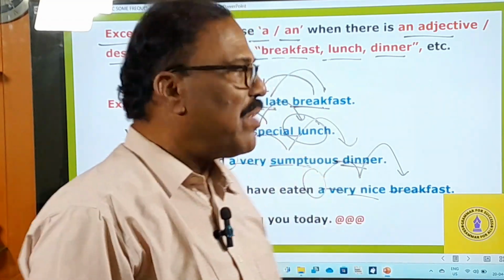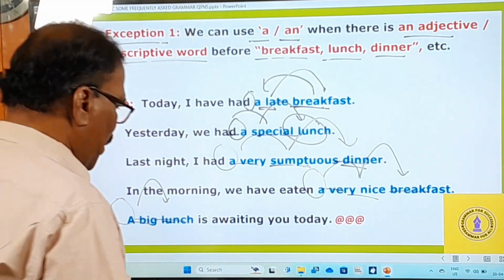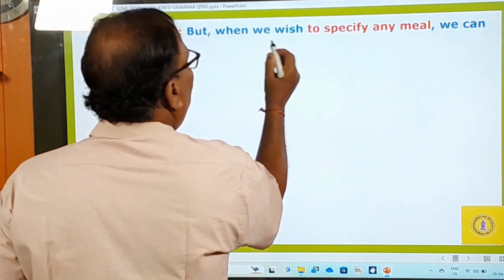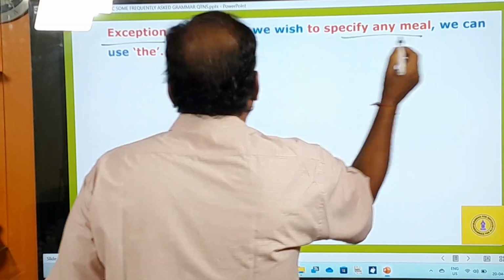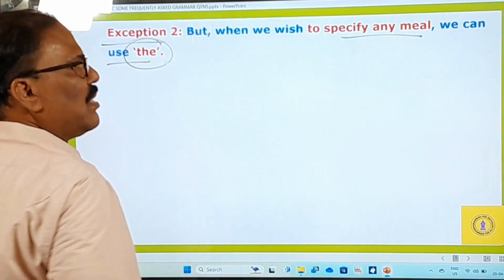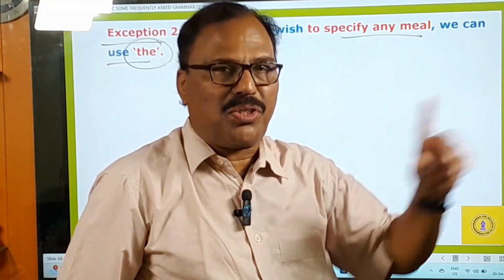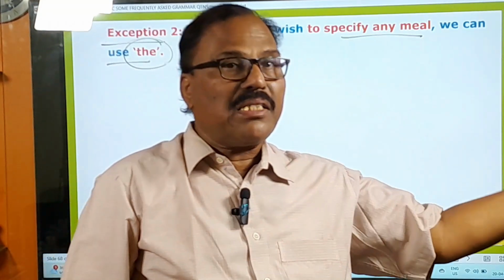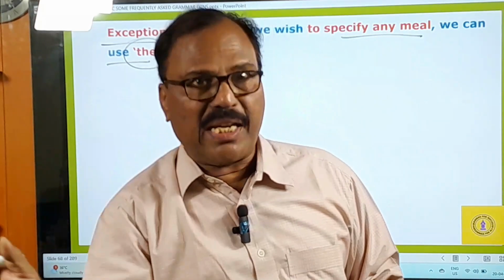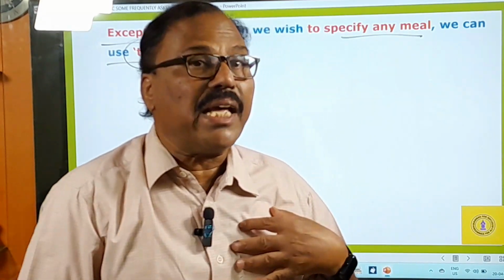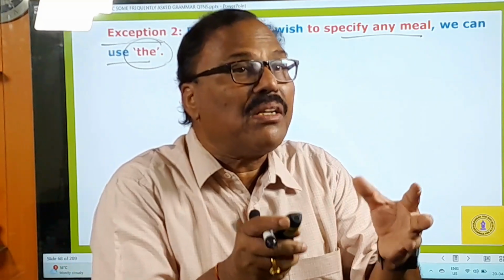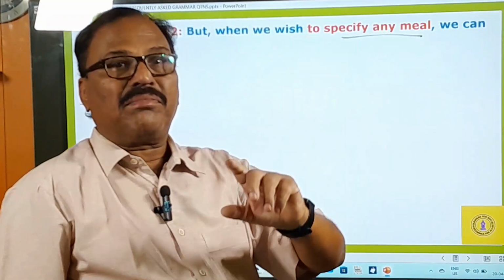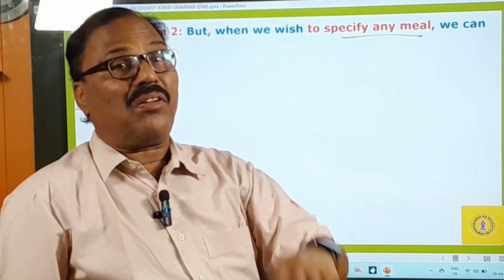Okay, now let's move on to learn the second exception. Exception 2 is there, but when we wish to specify any meal, we can use the definite article. So simply before the names of meals, we should not use any article. And one exception is there. Before these names of meals, if there is an adjective, you can use either a or an. Okay, second rule is okay. And the third one is there. Whenever you want to mention the specific meal, then you can use the definite article.